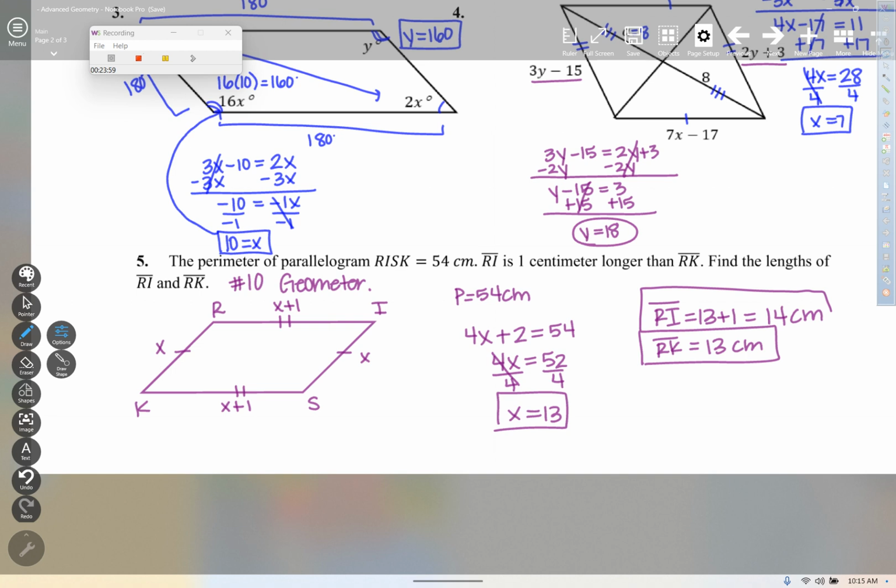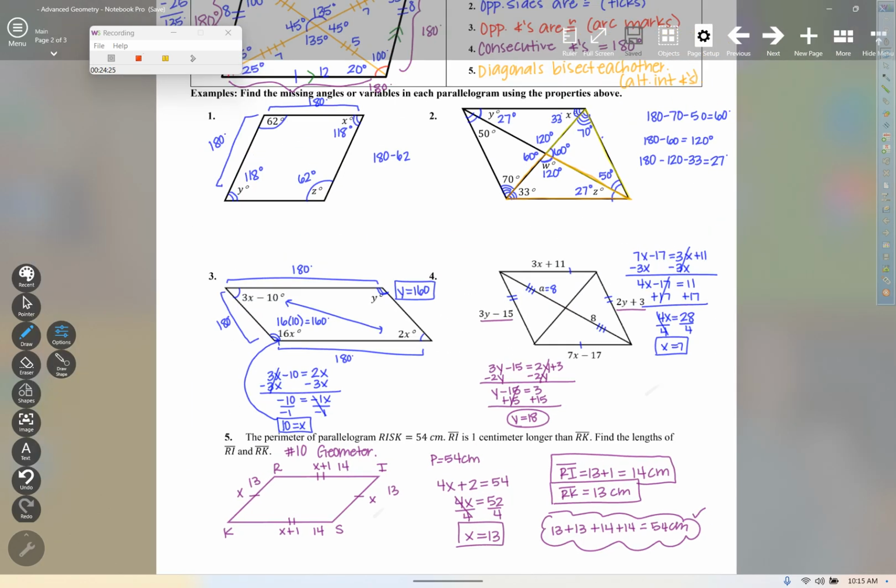And if you really want to check yourself, you could say, okay, well, I know this is 14, I know this is 13, and this is 13. Do they all add up to make 54? 13 plus 13 plus 14 plus 14. Yeah, it does. It makes 54 centimeters. So that is right down our alley. We did it right.